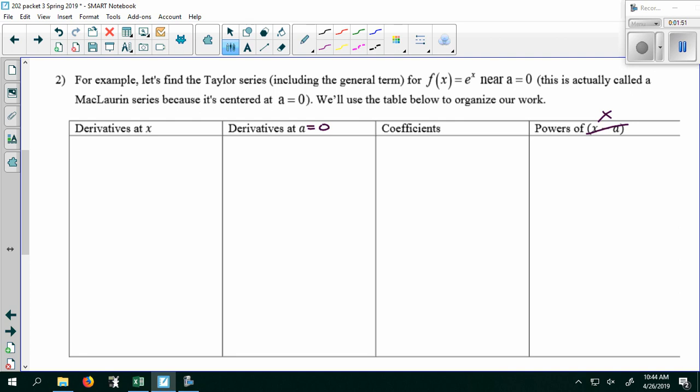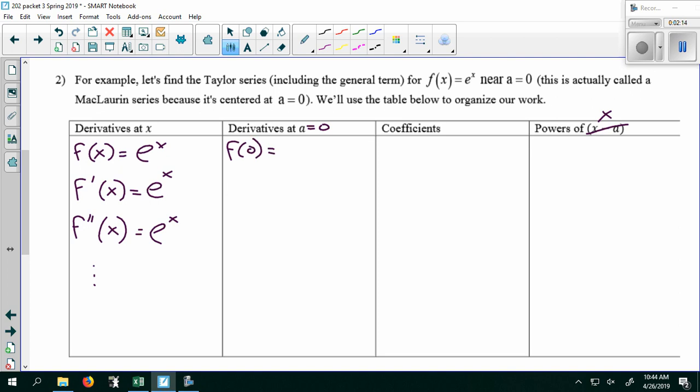Okay, so I'm going to start by taking all my derivatives. So I start with f of x equals e to the x, which means f prime of x equals e to the x, right? Easiest derivative rule we have. F double prime of x is e to the x, etc. All my derivatives are going to be e to the x, which means when I plug 0 into all of these functions, I get 1. e to the 0 is 1. So f double prime of 0 is 1, etc. All my derivatives are going to be 1.